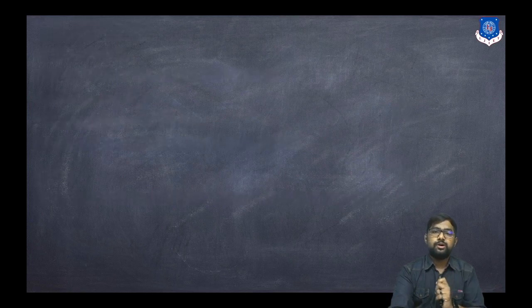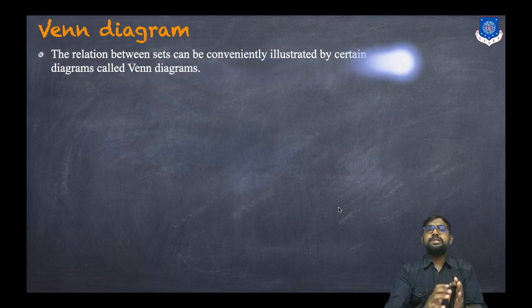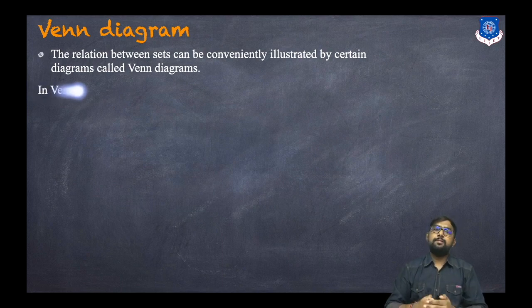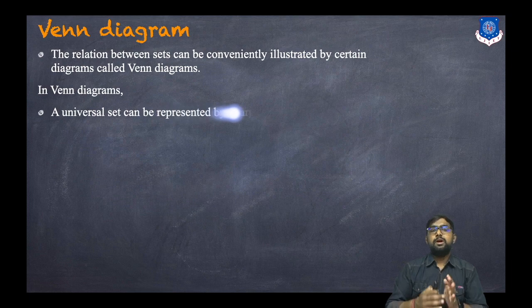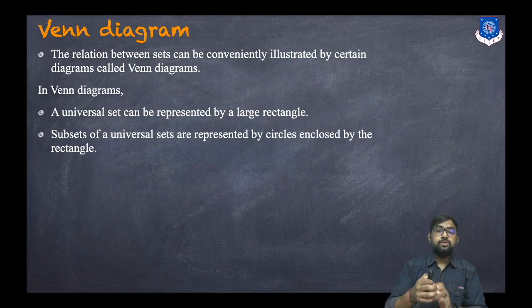And this is important. Now let us discuss what is a Venn diagram. The relation between sets can be conveniently illustrated by certain diagrams, and they are called Venn diagrams. In a Venn diagram, a universal set can be represented by a large rectangle, and the subsets of this universal set are represented by circles enclosed by the rectangle.